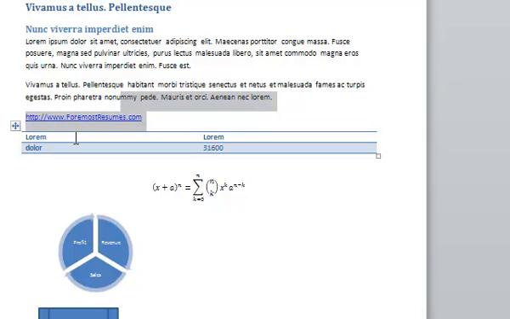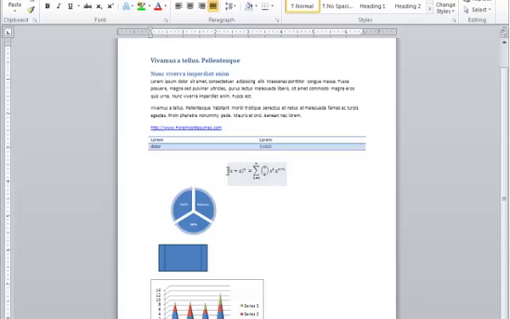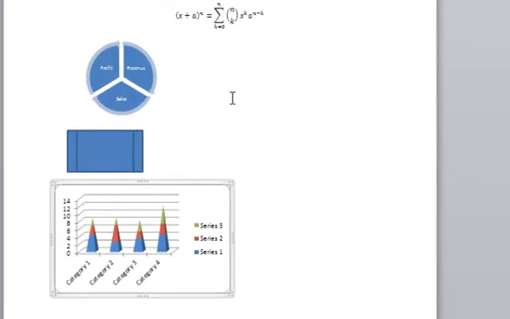This is a hyperlink. This is a table, a Word table, that's styled. I put an equation in. I put in smart art, they call it. This is a shape, and this is a chart.